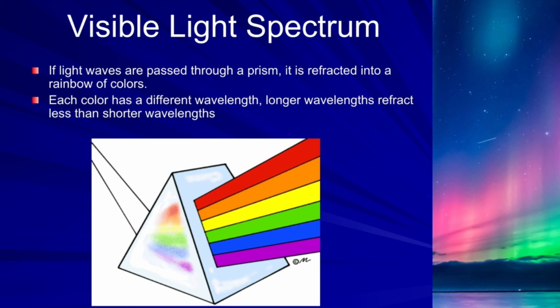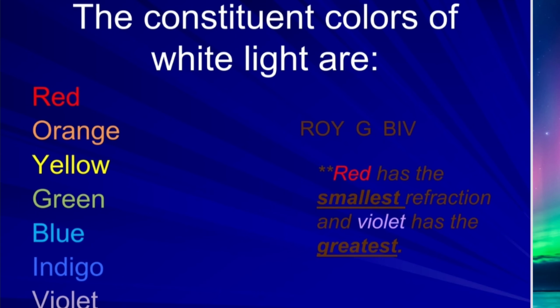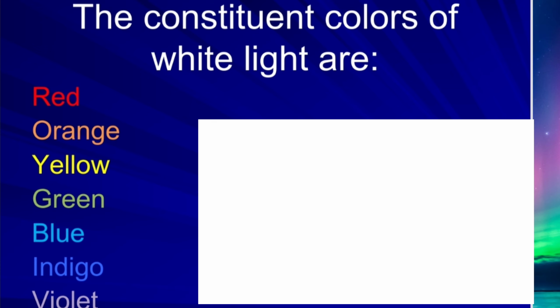So we have this visible light spectrum. If light waves are passed through a prism, it is refracted into a rainbow of colors, and each color has a different wavelength. Longer wavelengths refract less than shorter wavelengths. So, I mentioned a while ago about white light. It's a combination of different colors. So we have white light.